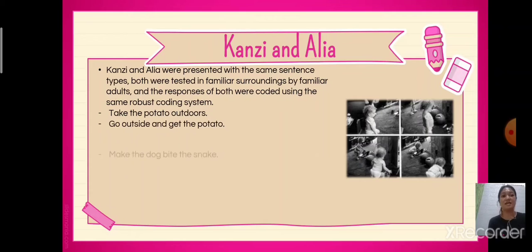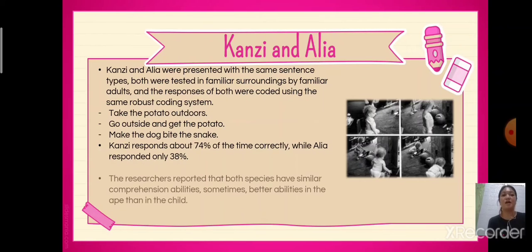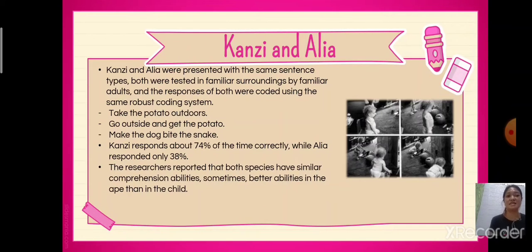So Kanzi and Aliyah were presented with the same sentence types. Both were tested in familiar surroundings by familiar adults. They're given sentences which they're going to do what the sentences want them to do. Some sentences include take the potato outdoors, go outside and get the potato, and make the dog bite the snake. So there are overall, I think, more or less 60 words that they're going to follow.